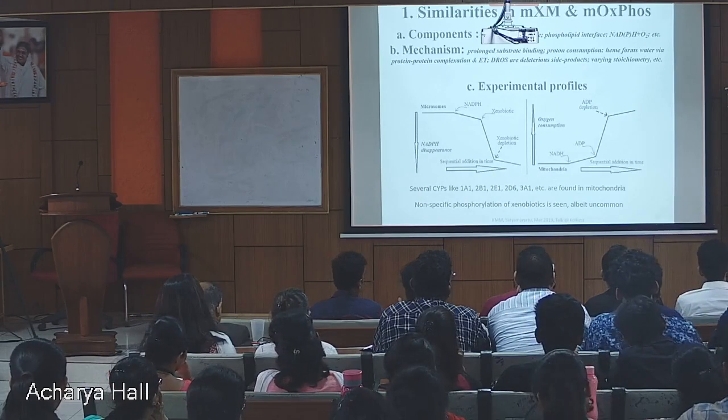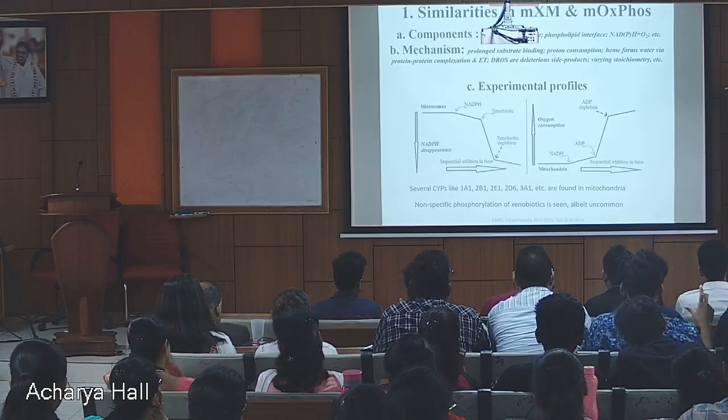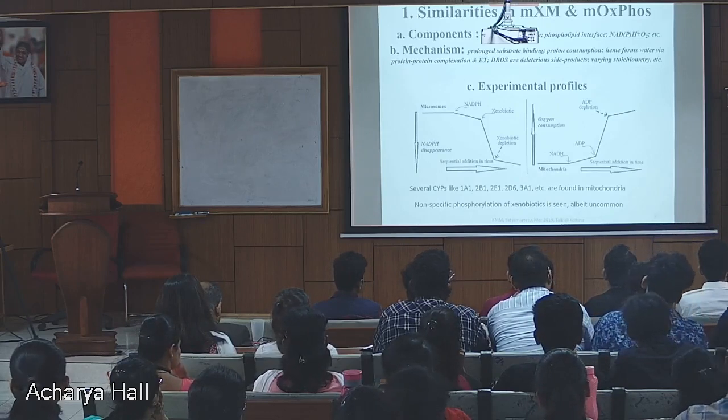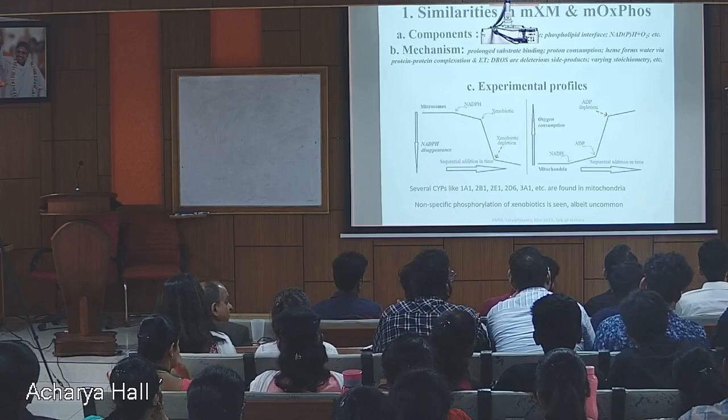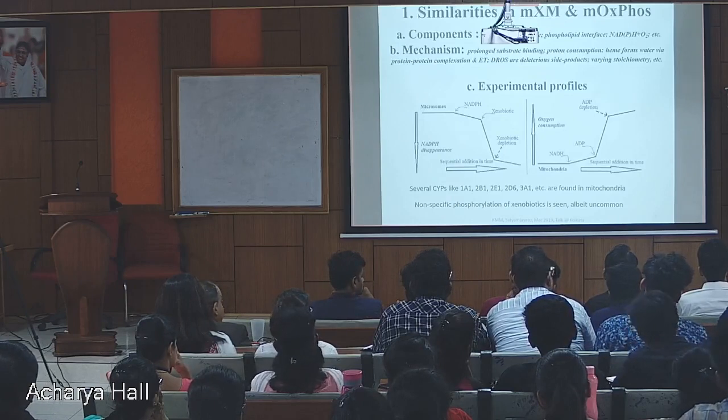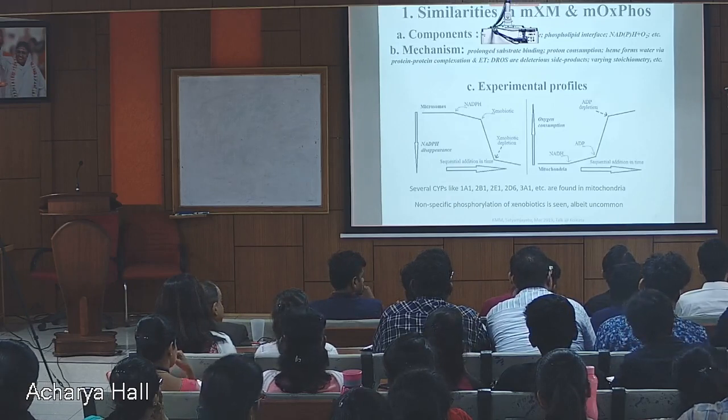Did you understand what I am trying to point out here? Can you repeat the statement? See, what I am trying to show is there are a lot of similarities between xenobiotic metabolism and the oxidative phosphorylation that occurs in mitochondria. What is oxidative phosphorylation?